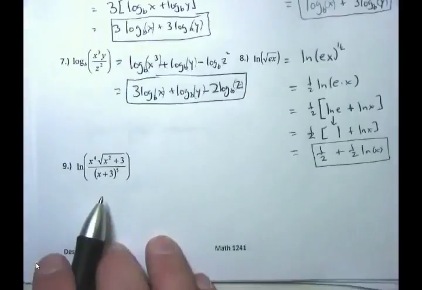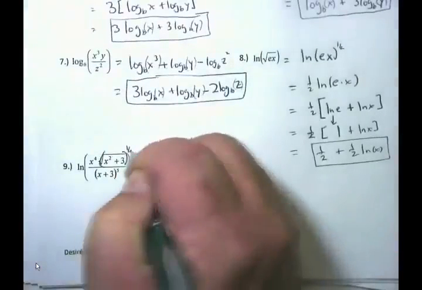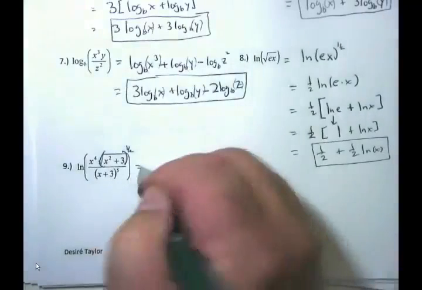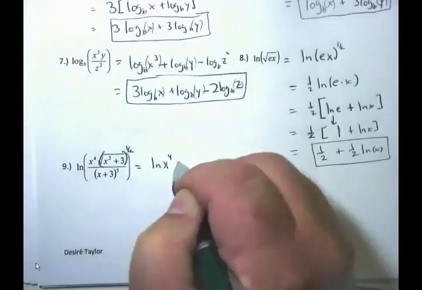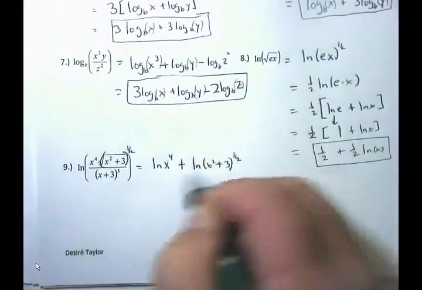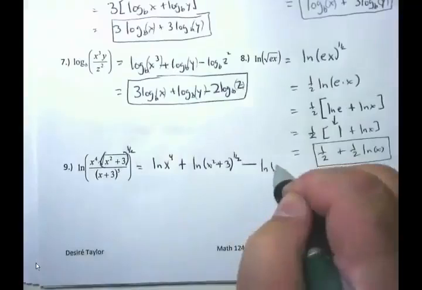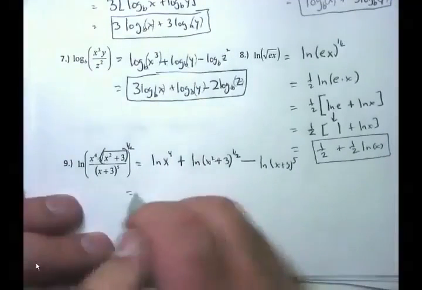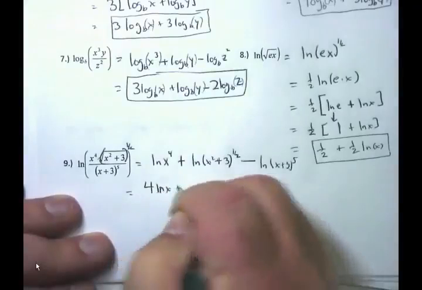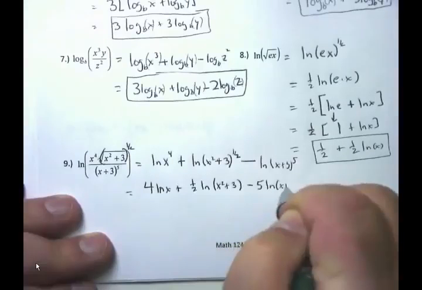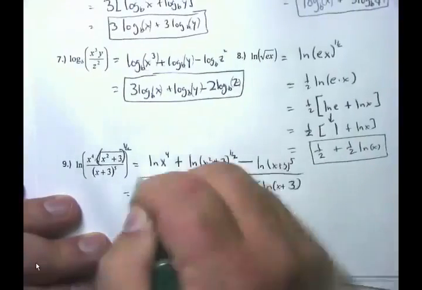All right, next one right here. First things first. I don't do square roots. What's a square root? 1/2 power. All right, multiplication turns into addition. Division turns into subtraction. So this is the natural log of x to the 4th plus, because it's being multiplied, the natural log of x squared plus 3 to the 1/2 minus, because we're dividing, the natural log of x plus 3 to the 5th. But we're not done yet, because where do exponents get to go? Out front. So this is equal to 4 natural log of x plus 1/2 natural log of x squared plus 3 minus 5 natural log of x plus 3.